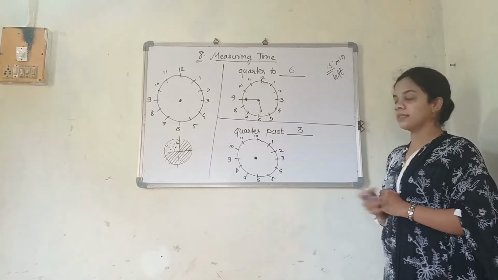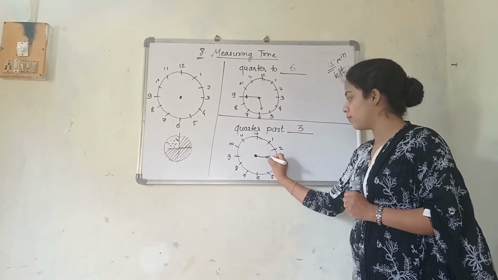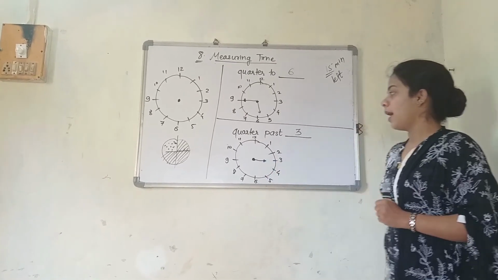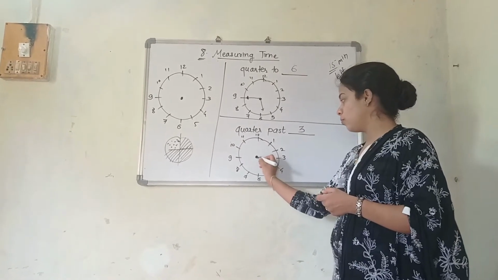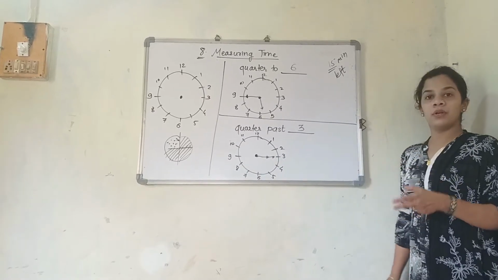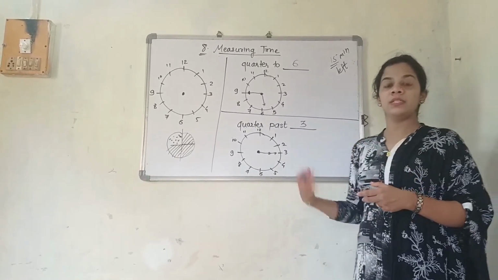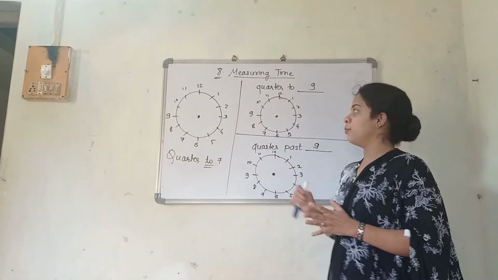Now quarter past 3. So your hour hand, which is the smallest one, will be near 3. And quarter past 3 means what? 15 minutes are already done. So the minute hand will be also over here. So it is quarter past 3. We will see 3 more examples.